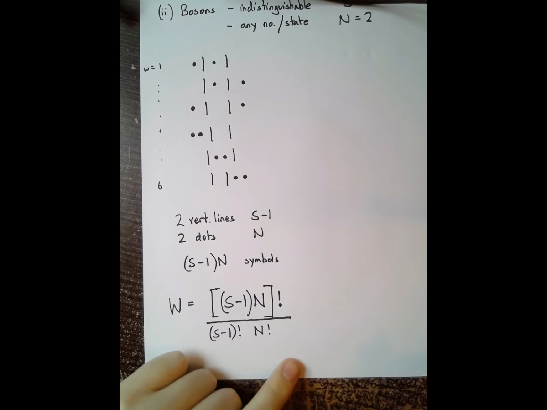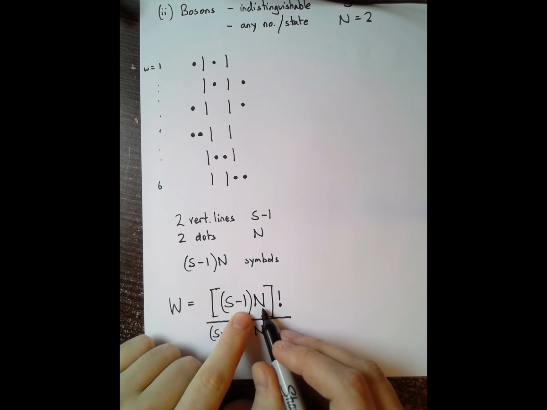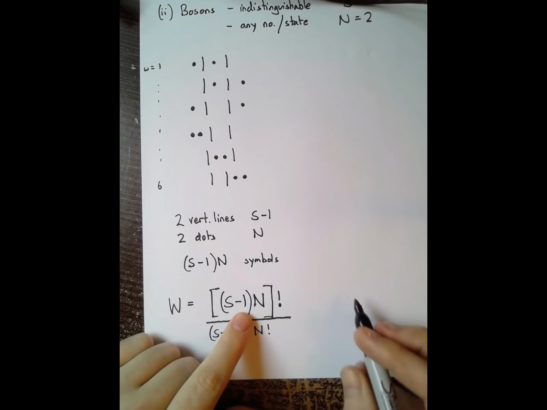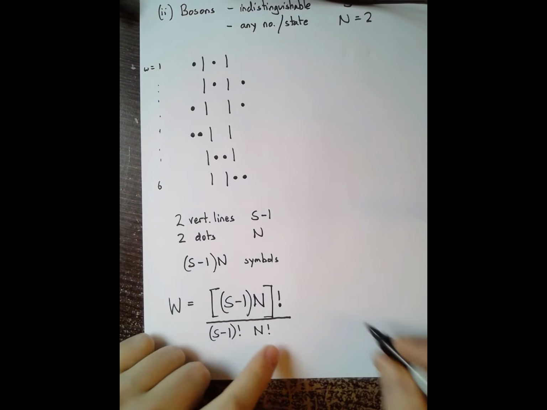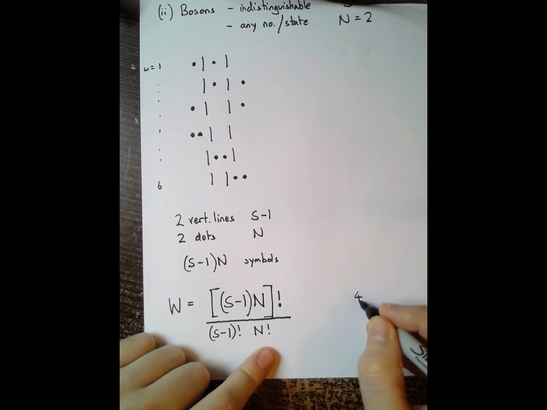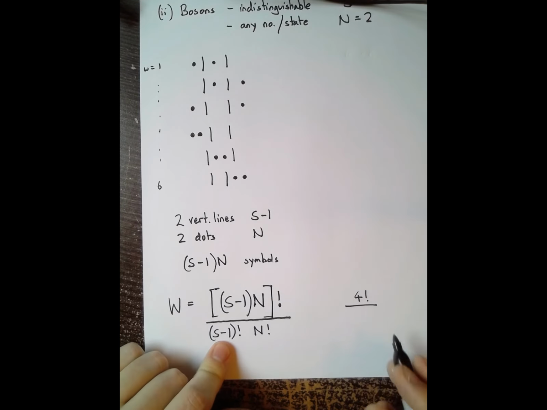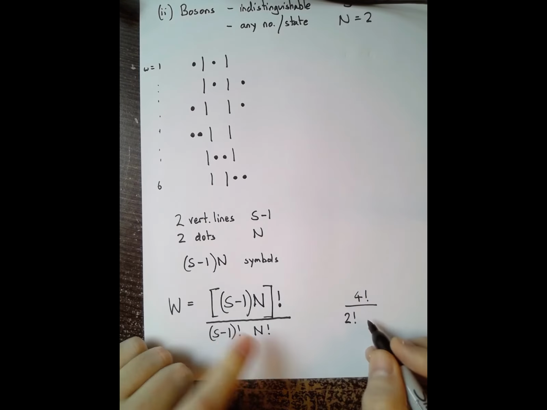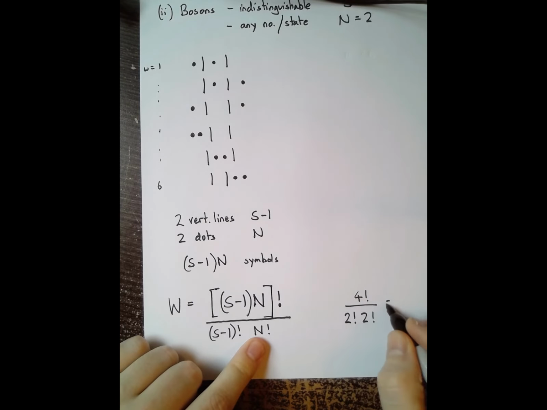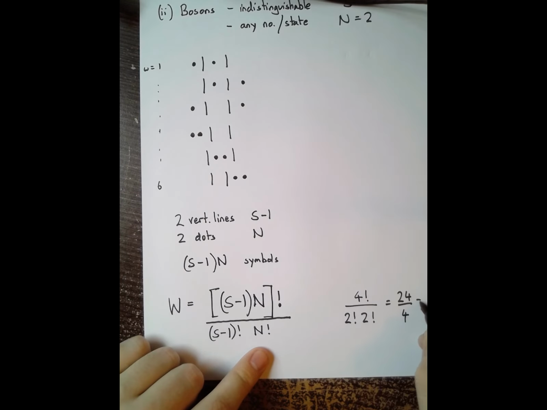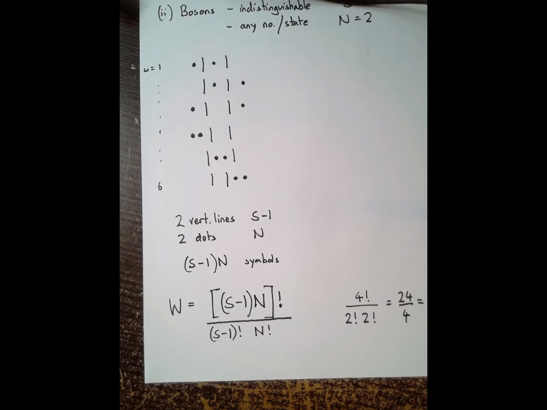Okay, let's check that this works. S minus 1 plus N is 4. 2 plus 2 is 4. So in our case, this is 4 factorial divided by S minus 1, which is 2 factorial, and N, which is 2 factorial. 4 factorial is 24. 2 factorial is 2. 2 times 2 is 4. So I get 6 states, which is indeed the number that we have.